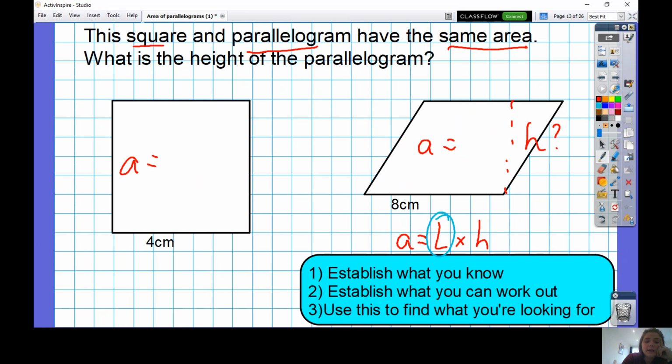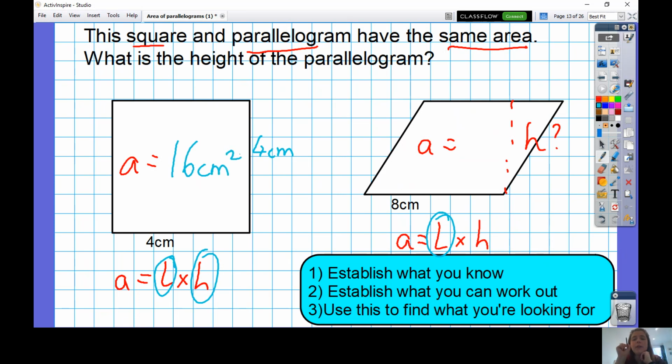This is a square. I know the area of the square will be area is equal to length times height. I already know my length of the base. Can I work out the height? I can actually, yes. It's a square, so that's 4 centimetres. That means that's the first thing that I can solve because I've got two of the numbers. 4 times 4 is 16 centimetres squared.